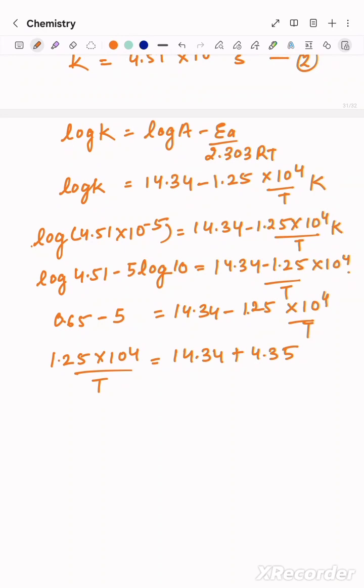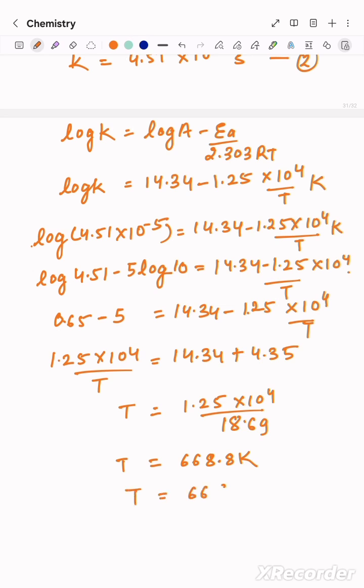Now T is equal to 1.25 multiplied by 10 power 4 upon 18.69. So that will be equal to 668.8 Kelvin. Now the temperature will become 669 Kelvin approx. So this is how you will calculate this.